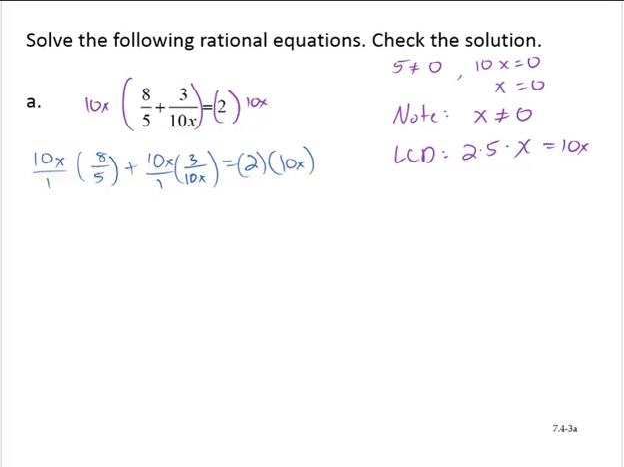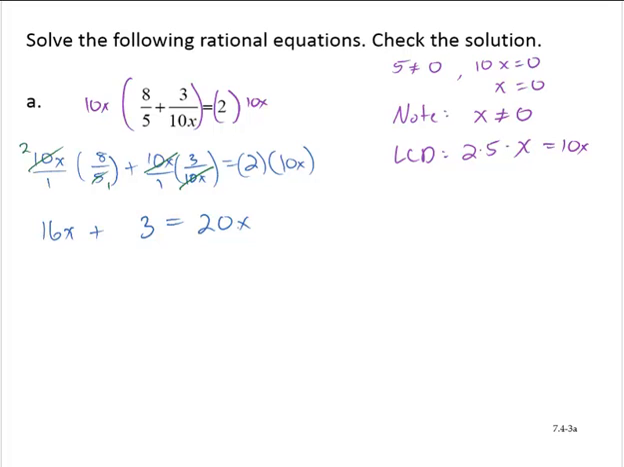Alright, I can simplify between the 10 and the 5 in this first term, giving me a 2 and a 1. So now I have 2 times x times 8. That's 16x from the first term. The second term, the entire 10x reduces out, leaving 3 over 1, which is 3. Right-hand side, nothing reduces, leaving 20x.